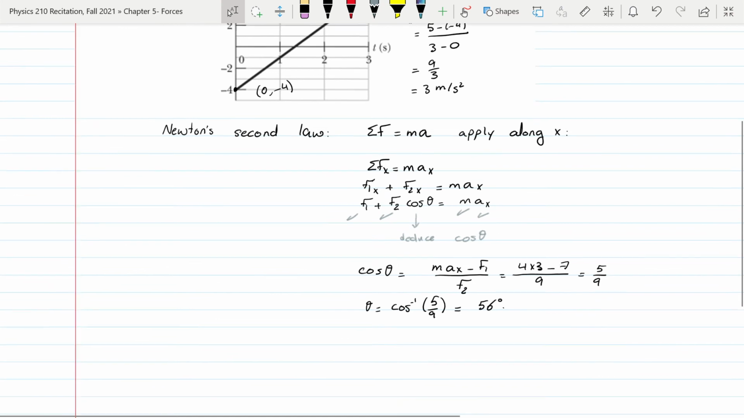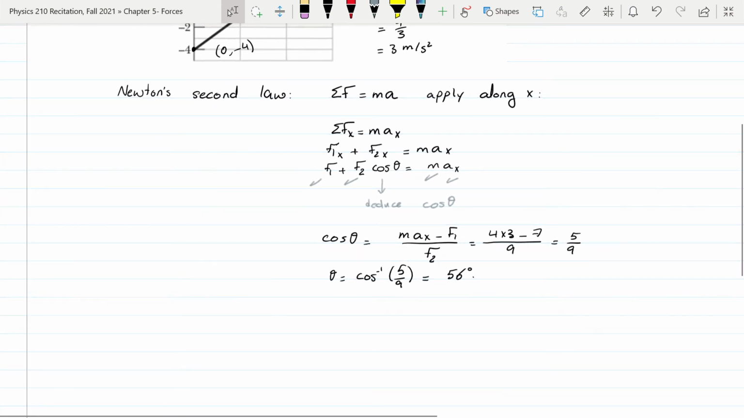Now this angle is going to be the same as the angle between F1 and F2. This angle is the angle that F2 makes with the horizontal, but F1 is along the horizontal. So this is the angle that F2 makes with F1 as well.